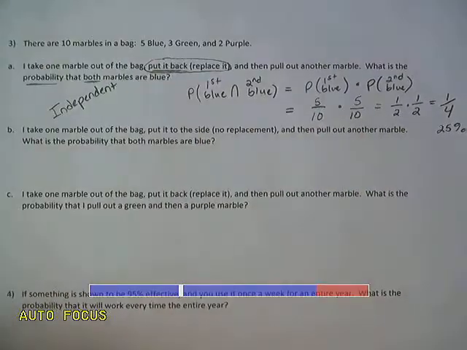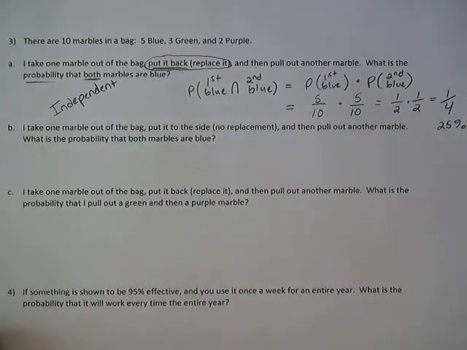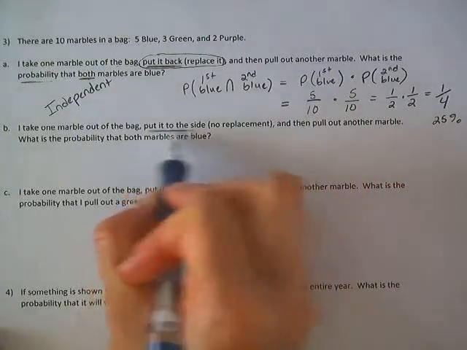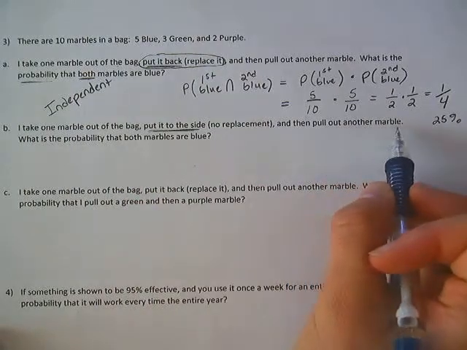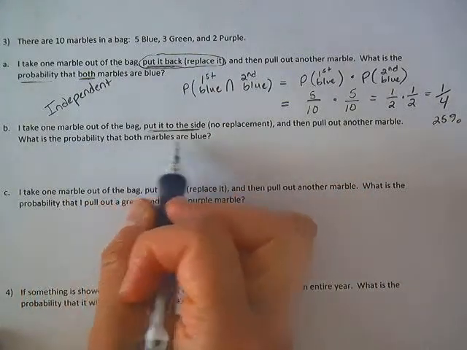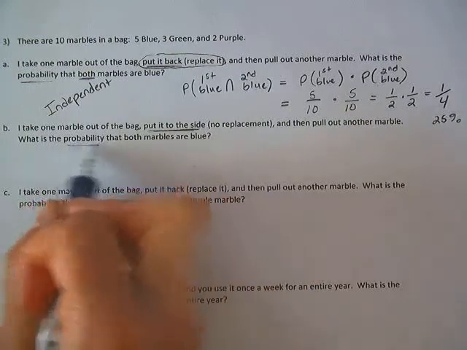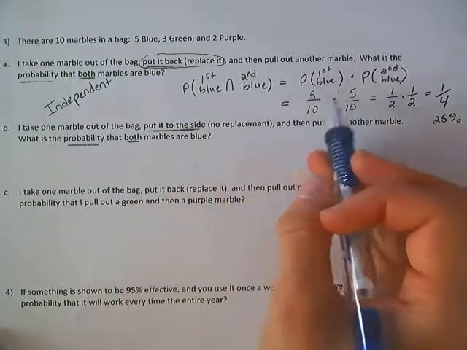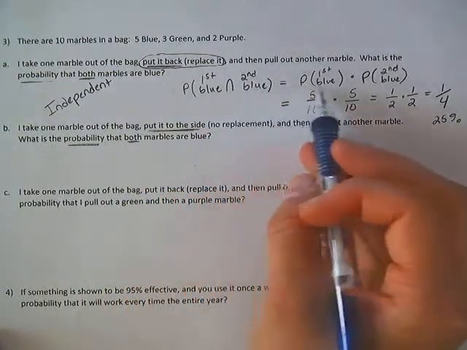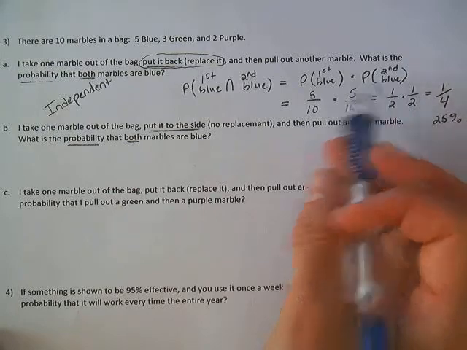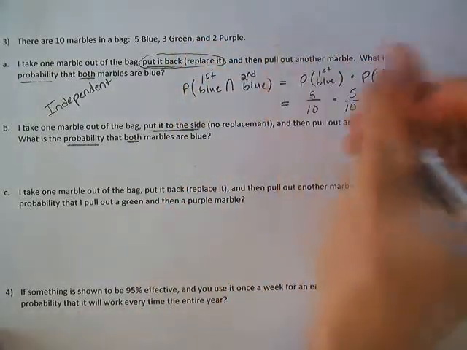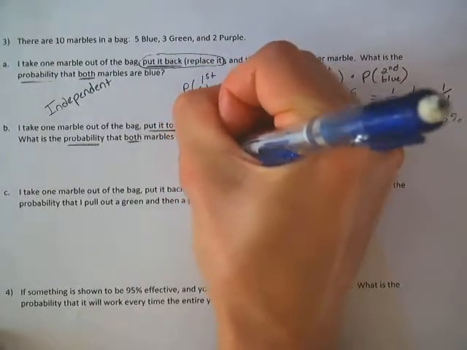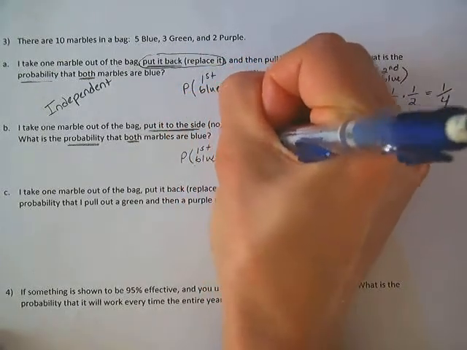It says, I take one marble out of the bag, put it to the side. In other words, there's no replacement there, so I did not put it back. And then I pull out another marble. What is the probability that both the marbles are blue? Notice it's the same question, probability that both of them are blue, but this is going to change the numbers, all right? This part will actually be exactly the same as what we had, and so I'm just going to go off of that. We're still finding the probability that the first one's blue and the second one's blue.